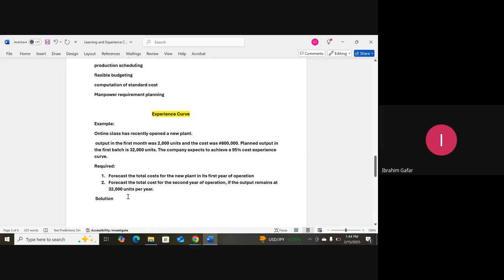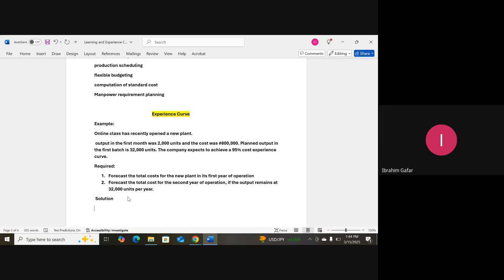I think it's my network. I can't hear again, but you can hear me. Okay. Sorry, I think it was my network. The first one requires: forecast the total cost for the new plant in its first year of operation. The second one says forecast the total cost for the second year of operation if the output remains at 32,000 units per year. Please, can you hear me? Okay, I can hear you.